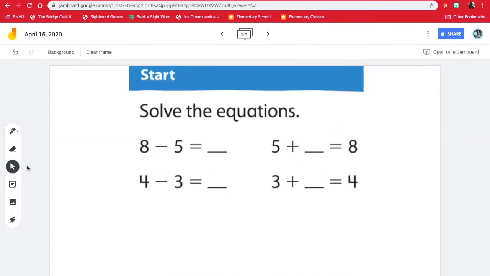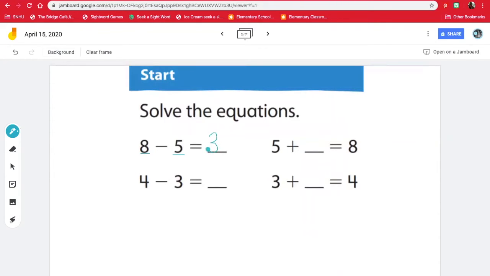It says solve the equations. Well, the first equation says 8 take away 5. Well, if I start from 5 and count on to 8, how many will I have left? So let's start with 5 and count on to 8. So we'll stop at 8. So 5, 6, 7, 8.